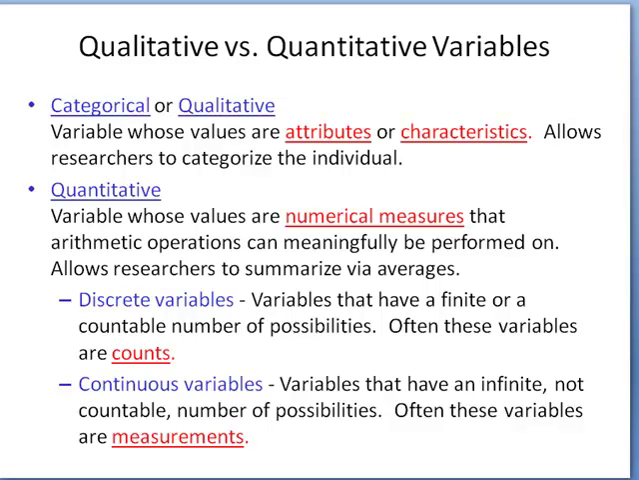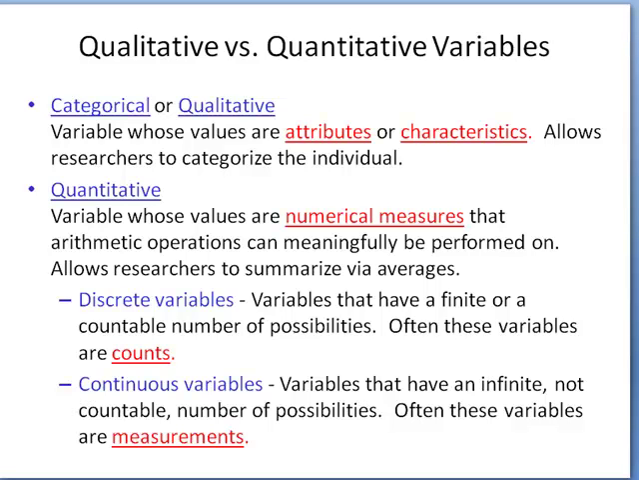Now, what about quantitative variables? They're variables whose values are numerical measures, that arithmetic operations have meaning for them. It allows the researcher to summarize via averages. So, with quantitative variables, that is the numerical measures, we have two different types of quantitative variables. We have discrete and continuous.